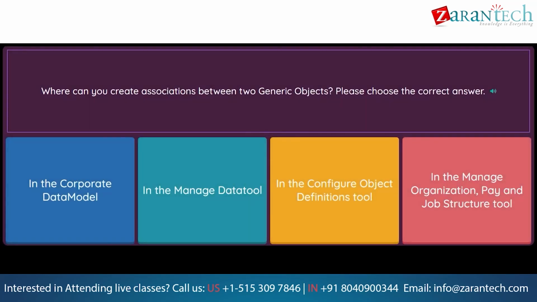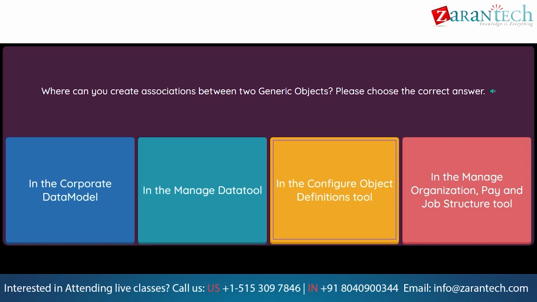Question: where can you create associations between two generic objects? Please choose the correct answer. Option 1: in the Corporate Data Model. Option 2: in the Manage Data tool. Option 3: in the Configure Object Definitions tool. Option 4: in the Manage Organization, Pay and Job Structures tool.